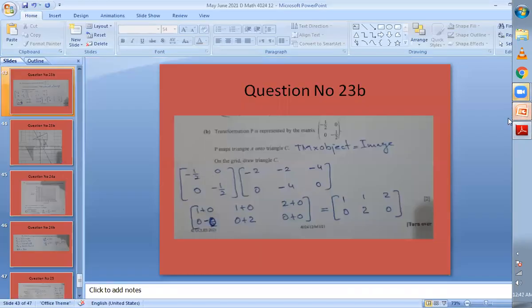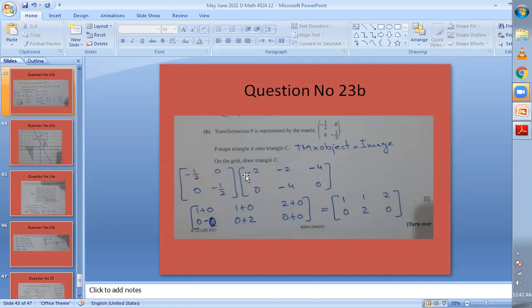I know the coordinates of the three vertices of A, so I can write their coordinates. Here you can see this matrix, which is the coordinates of the object, the points of triangle A. So this is the object, and this is the transformation. If you multiply the transformation matrix with the object matrix, you get the image automatically.